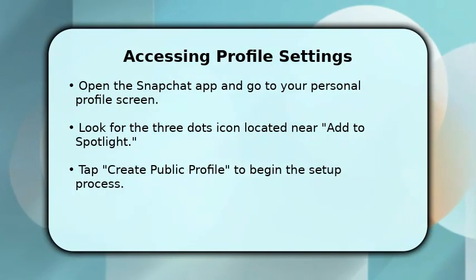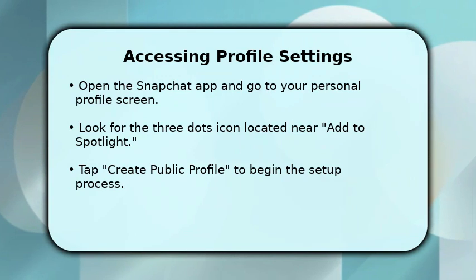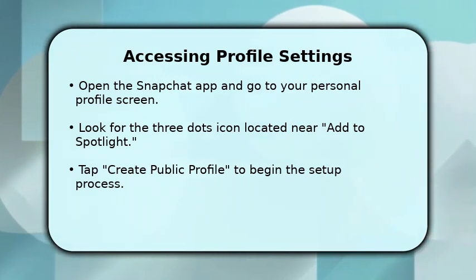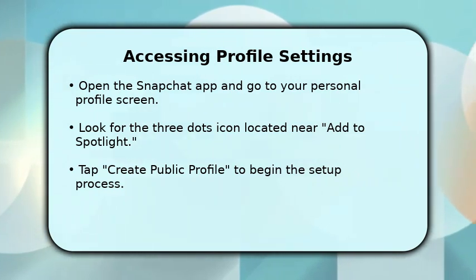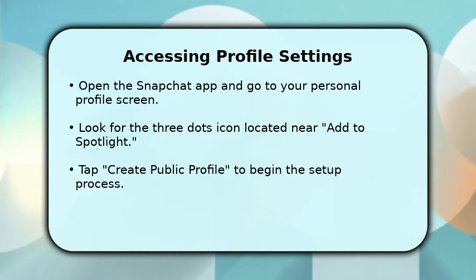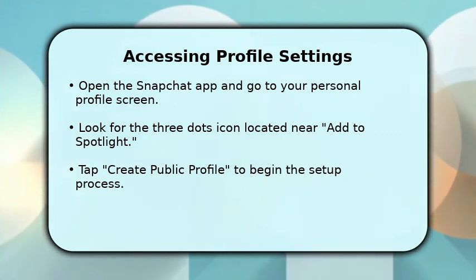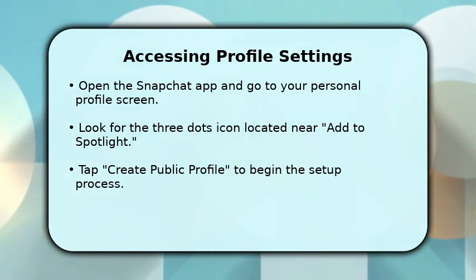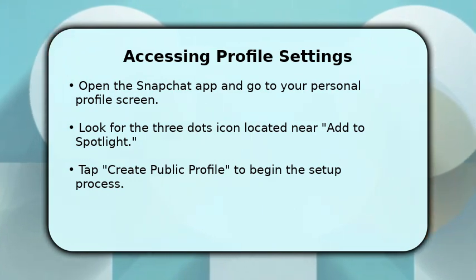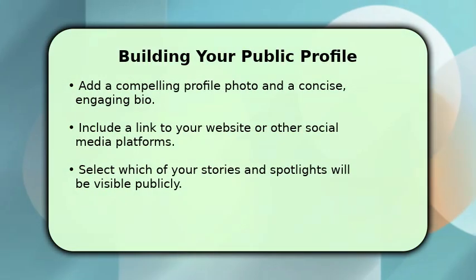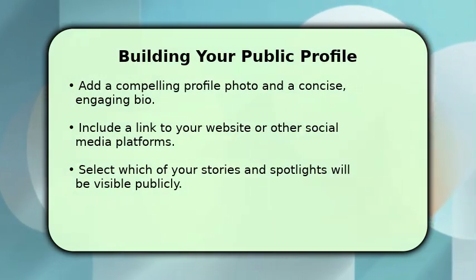Once your account meets the basic requirements, open the Snapchat app and navigate to your personal profile screen. Here, you'll find a small 3 dots icon, usually located next to the Add to Spotlight option. Tapping this icon will reveal a menu. From this menu, select Create Public Profile to start building your new public presence on Snapchat. It's a straightforward process.